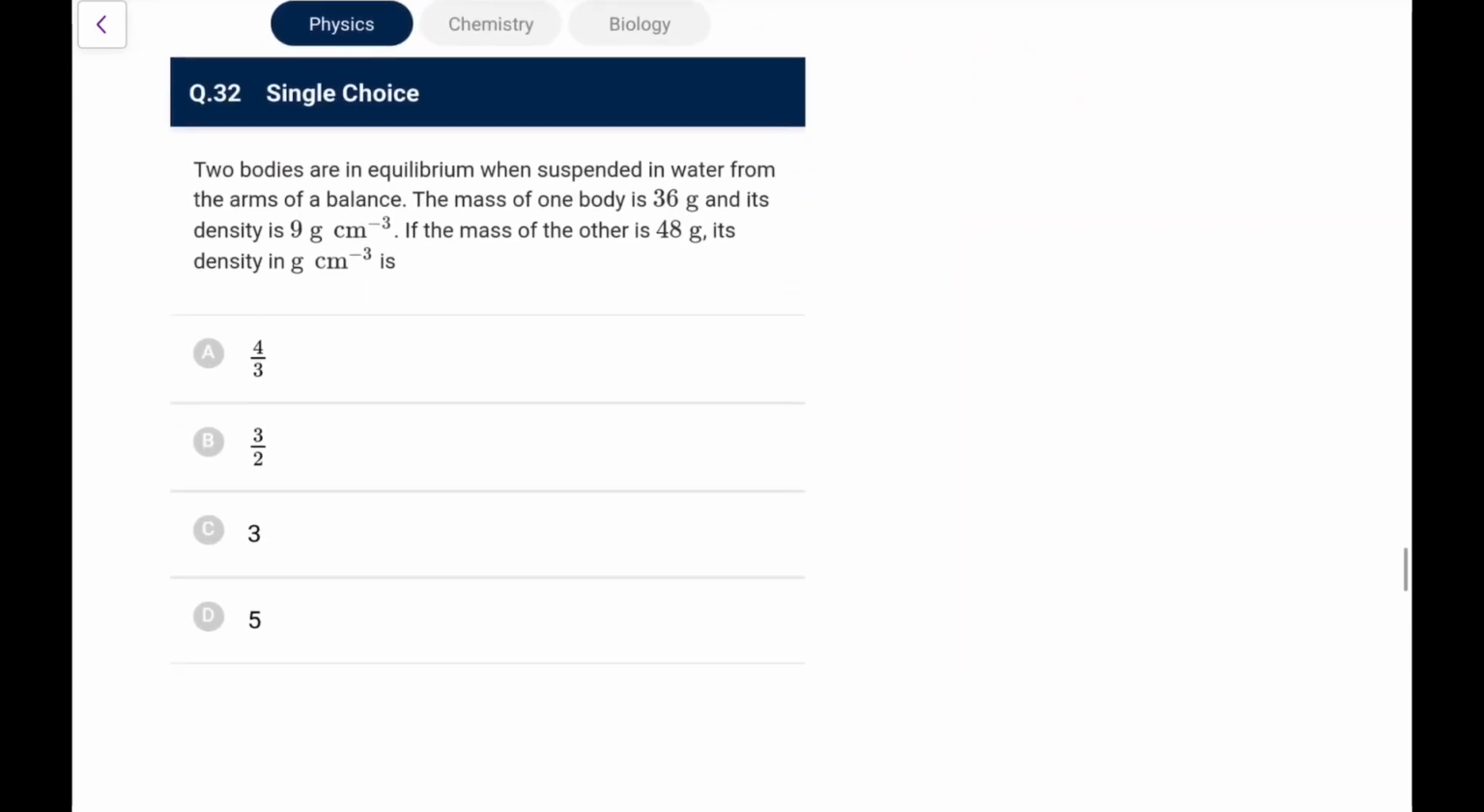Next, two bodies are in equilibrium when suspended in water from the arms of a balance. The mass of one body is 36 and the density is 9. The mass of the other is 48 and the density in gram per centimeter cube is. So I'm assuming the distance will be the same, so their effective forces must be the same. The effective force you write as mg(1 minus rho f by rho b). That must be the same for both.